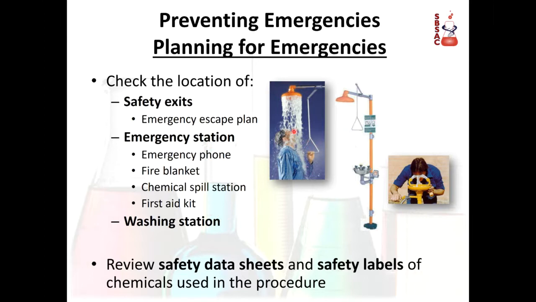And then locate also the washing station, similar to the one we have in the lab. I'll show it to you in the next slides, which allows you to wash your eyes if needed. So this will be the eye washing station. And also there is the full body shower here in case you are affected by a serious contamination. Other than that, you should always review the data sheets and the safety labels of all the chemicals that you use in any of the procedures you're doing in the lab.